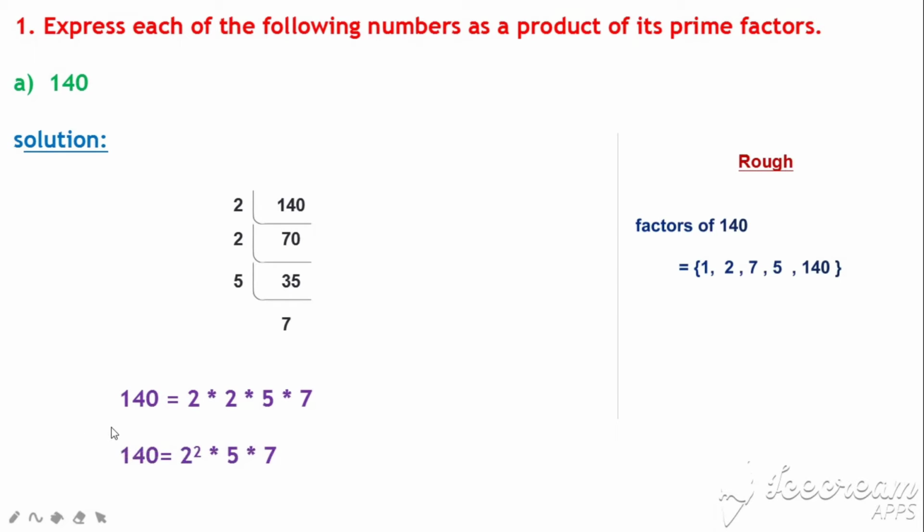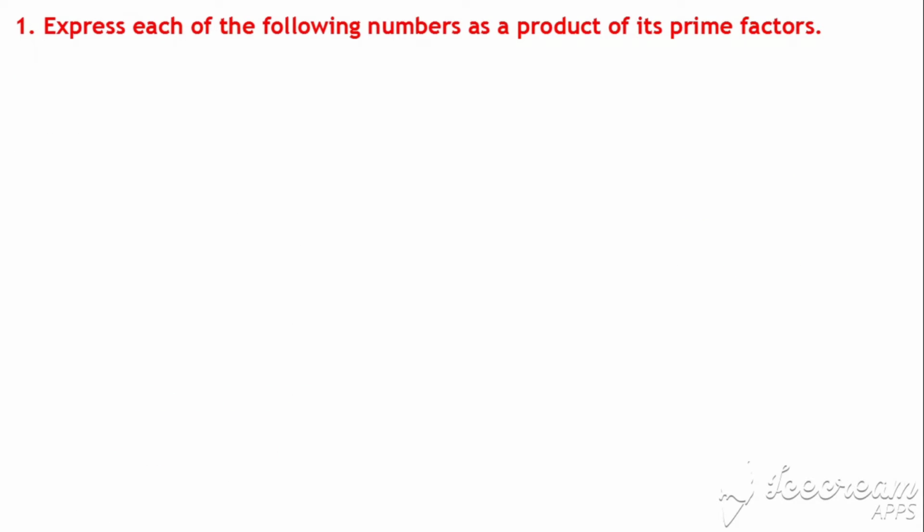Now 140 can be expressed as 2 square into 5 into 7. Here the factors which we have written are all prime factors only. Similarly, you can do another problem. Now the second question is 156. You need to express this number as a product of its prime factors. Now moving on to the solution.